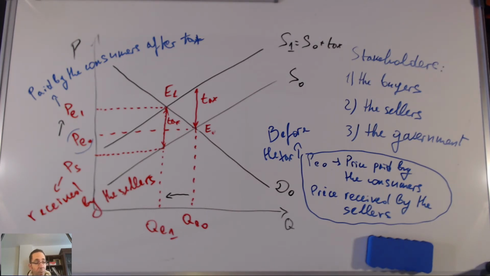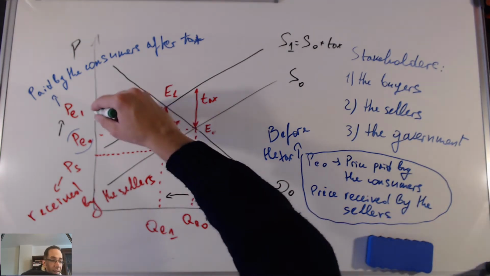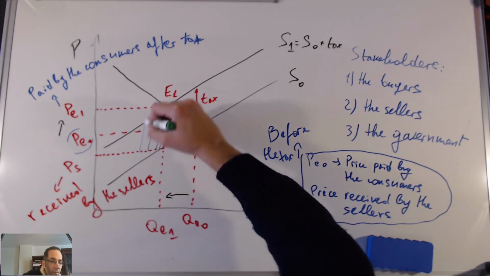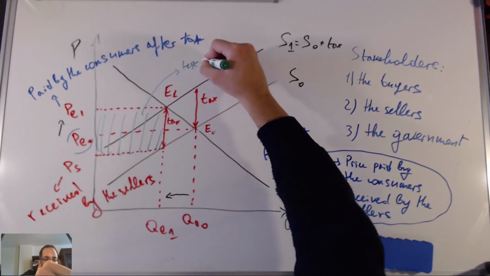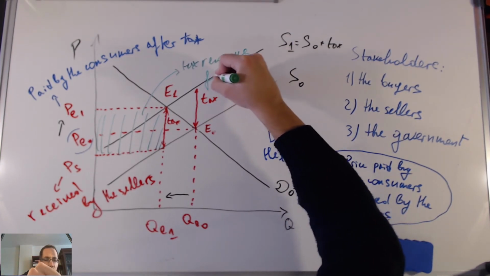So what we are observing is that after the imposition of the tax, A, the consumers are paying more, B, the sellers are receiving less. That's quite important. The price from the perspective of the seller has declined, and the price from the perspective of the consumer has increased. The difference between these is the tax collected by the government. And we can illustrate this tax as the area of this rectangle. This would be tax revenue for the government.